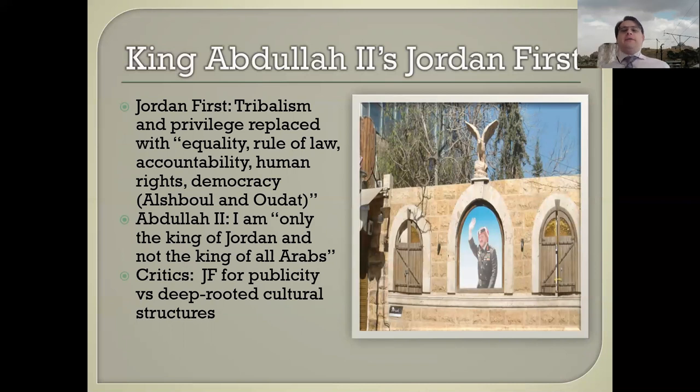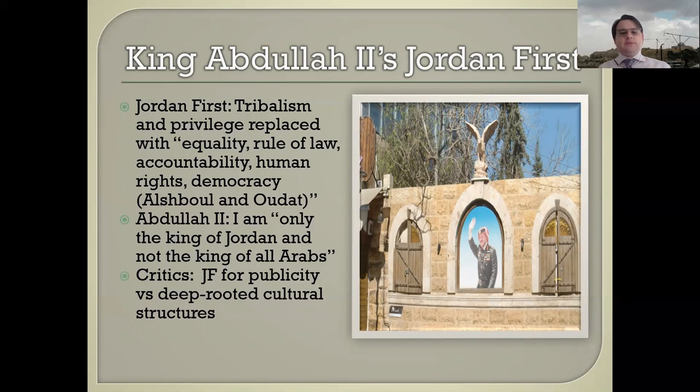Now, talking about the idea of Jordanian identity is very interesting, because we've discussed here that there's been an entrenched tribalism as part of the Jordanian identity, that nationalism really is about monarchy first and this transactional relationship between the tribes and the monarchy that they are supposed to support. So in the 2000s, at some point, we had a campaign called Jordan First, launched by Abdullah II, the current king. The idea was to replace the tribalism of privilege with equality, rule of law, accountability, human rights, democracy, and so on and so forth.